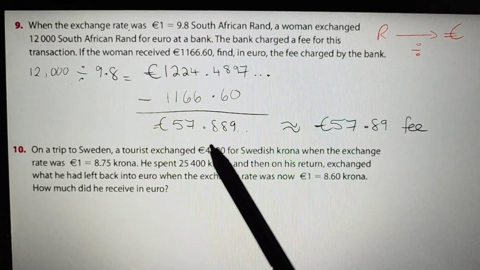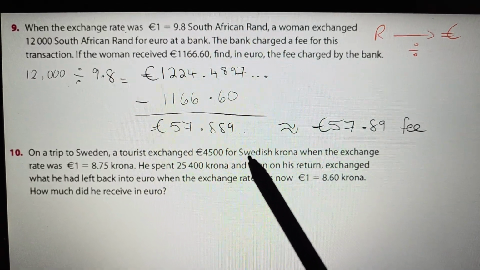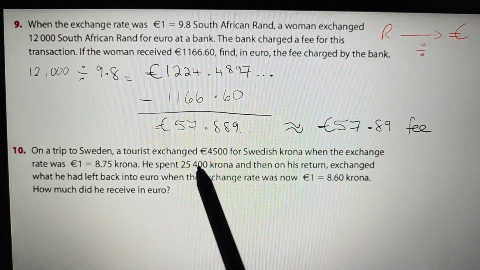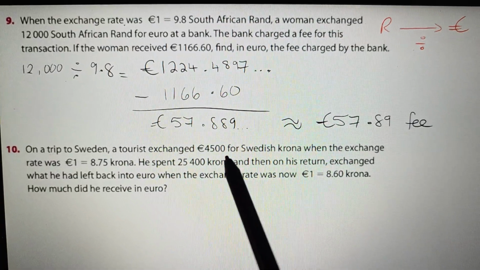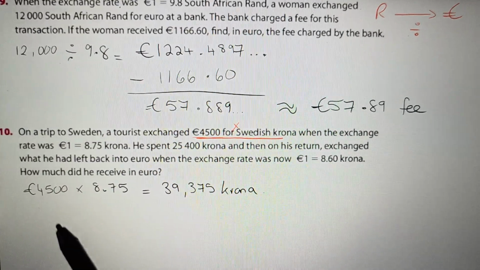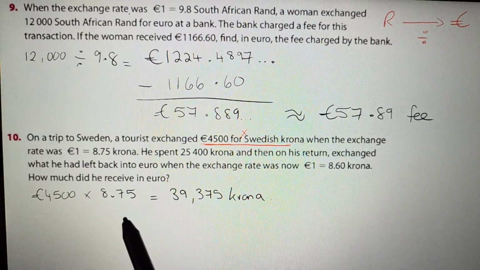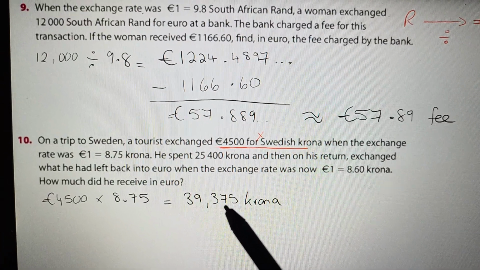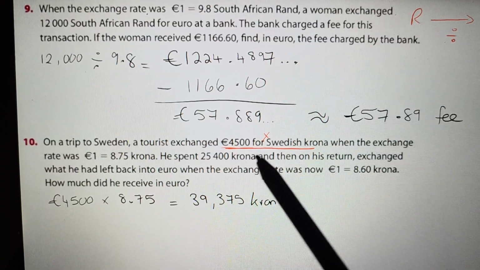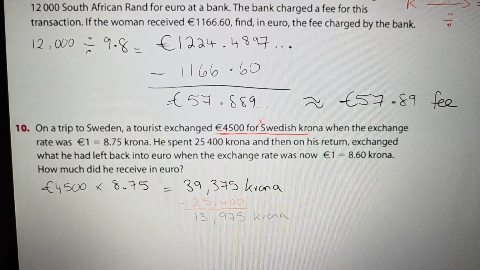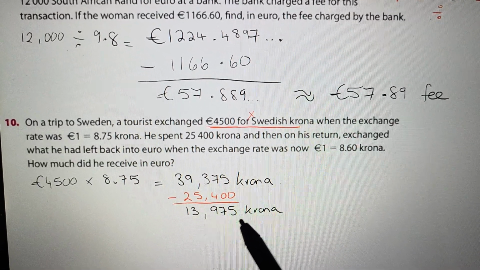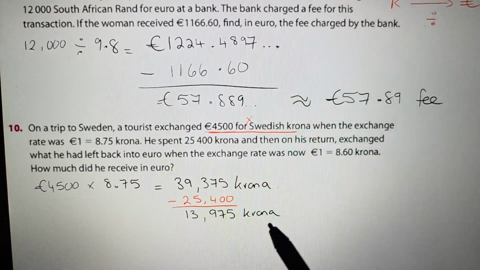Okay. First off, we start with the €4,500. I want to convert that into Swedish krona. Sorry, I'm mixing up my currencies. Okay, so euro into foreign currency means we are multiplying by the exchange rate. €4,500 multiplied by 8.75 krona works out to be 39,375 Swedish krona. Okay. He then spent 25,400 krona of that figure. So I'm going to subtract 25,400 from that, which means this is what he has now left when he gets back into Ireland. He's got 13,975 krona.